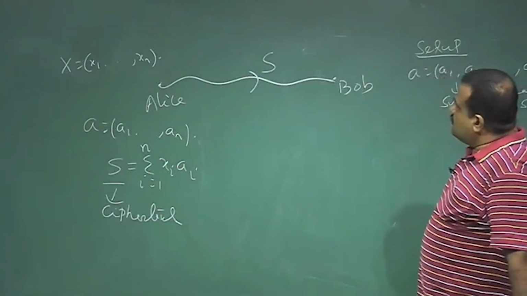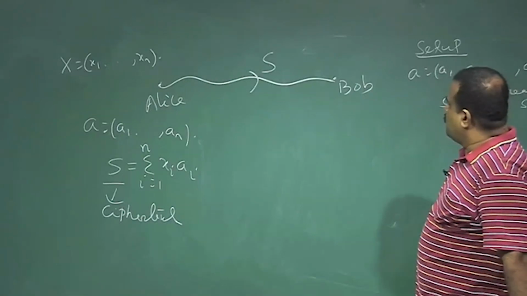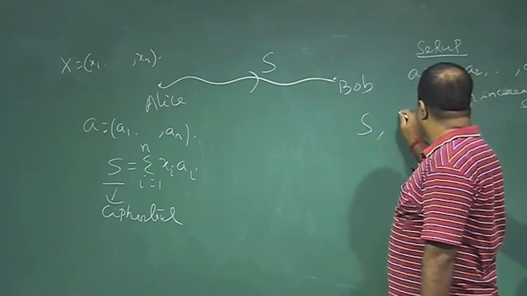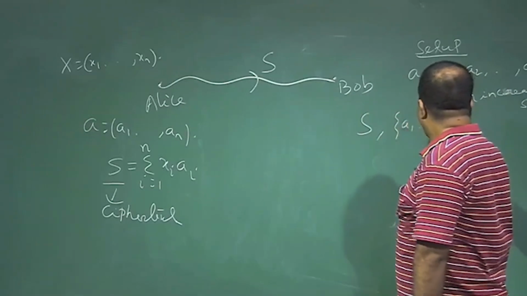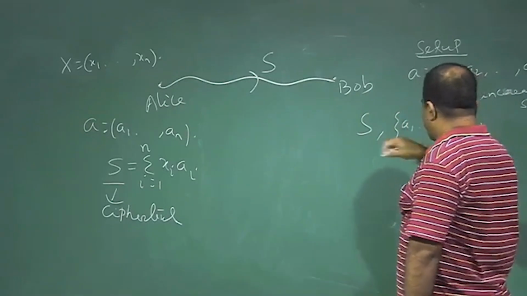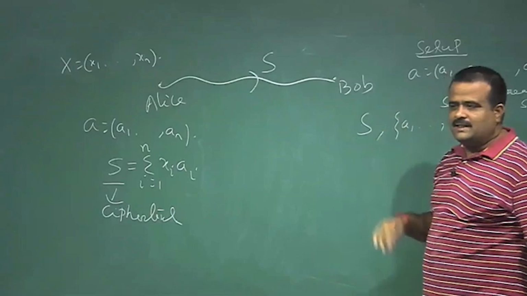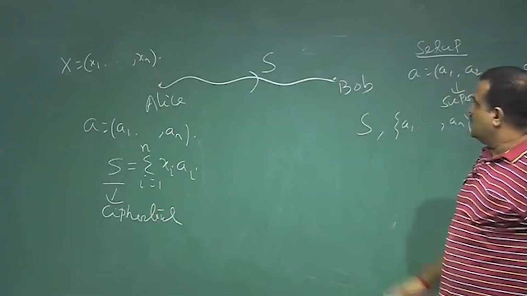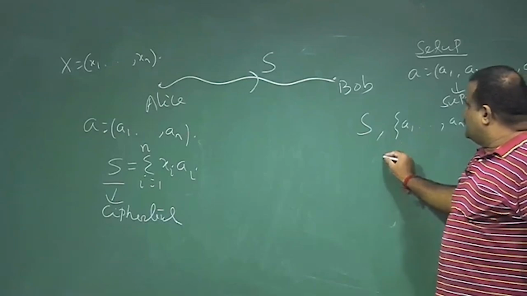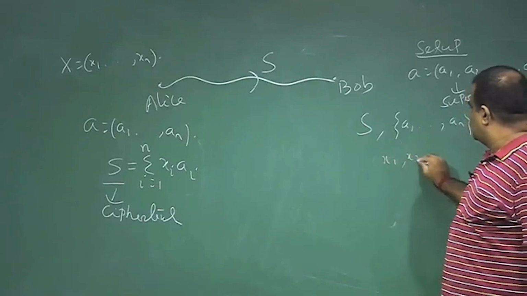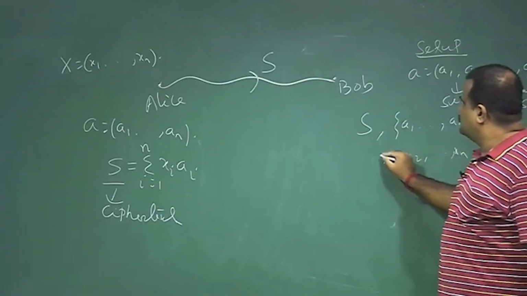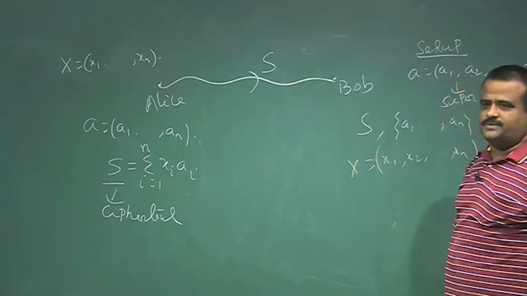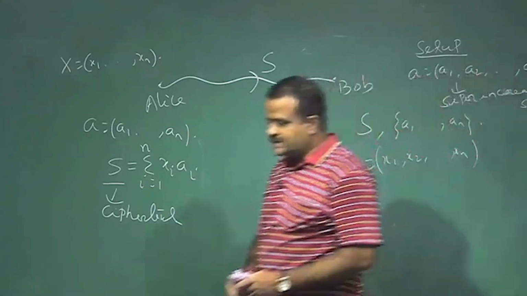Okay, so now Bob is getting S, and Bob has this super increasing sequence. So Bob will apply the algorithm which we have just discussed, that polynomial time algorithm, and Bob can get x1, x2, ..., xn, the message. Okay, so this is the decryption by Bob. We can take an example.